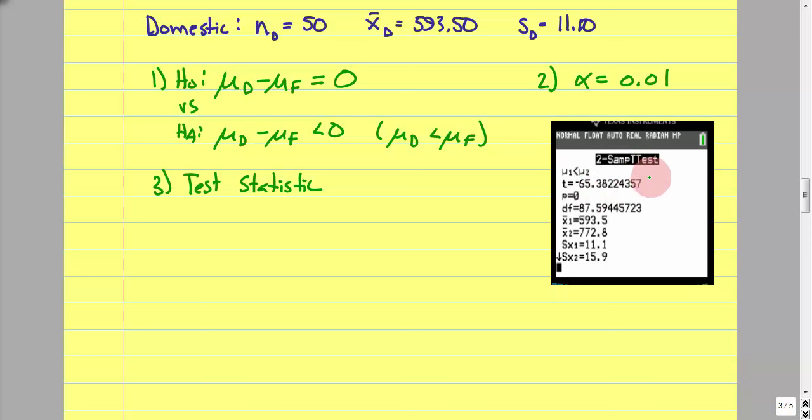Now this is some crazy big test statistic. We usually don't see anything this big. But for this particular case, we have t equals negative 65.38. That's a huge test statistic. Step 4, we'll have our p-value. Now I don't have to calculate the p-value. It's given right here. The p-value here is essentially equal to 0.